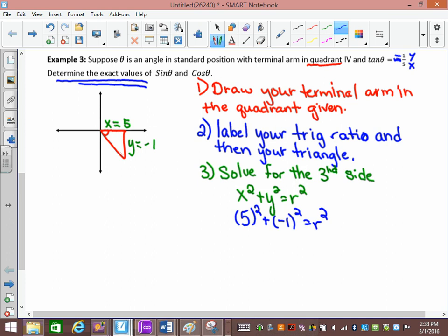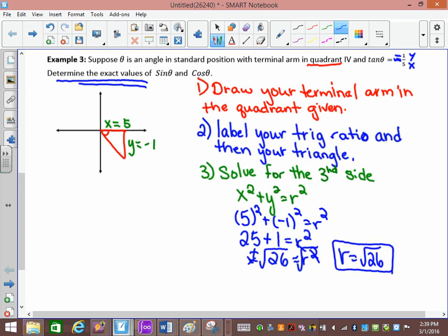So what does this give me? 25 plus 1 equals r squared. So 26 equals r squared. Now we have to square root it, and whenever we take the square root, we take the positive or negative value of it. But we know, because r is the radius, and the radius is a distance, and distances can't be negative, right? So r is always positive. So it's the square root of 26.